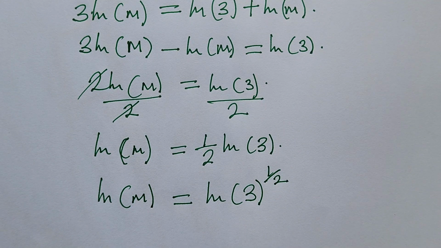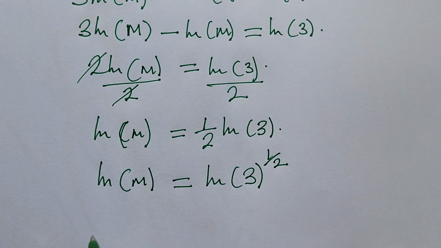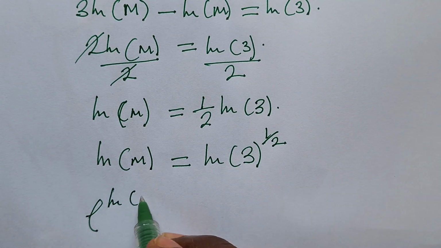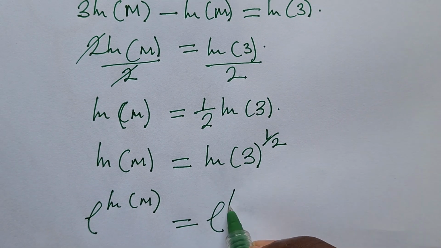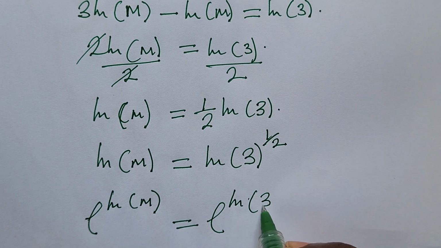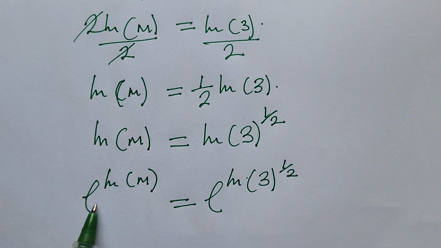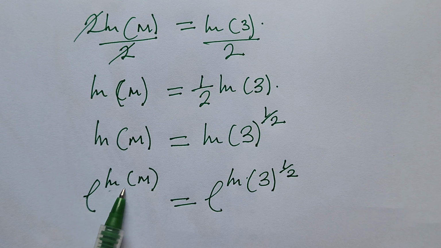So we're going to introduce e to the system, and it's going to be to both sides of the equation. So we're going to have e to the power of ln of bracket m, close bracket, equal to e also here, to the power of ln of 3 to the power of 1 all over 2. We know that this e and this ln will leave.